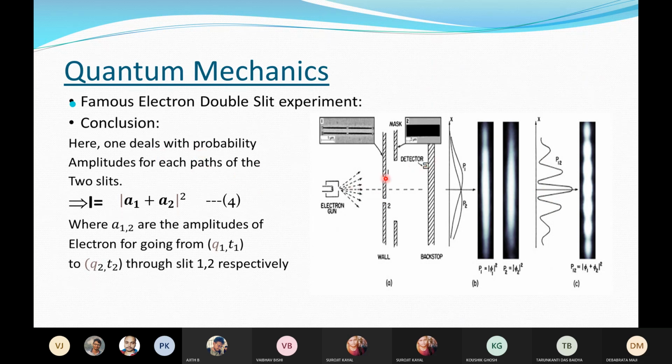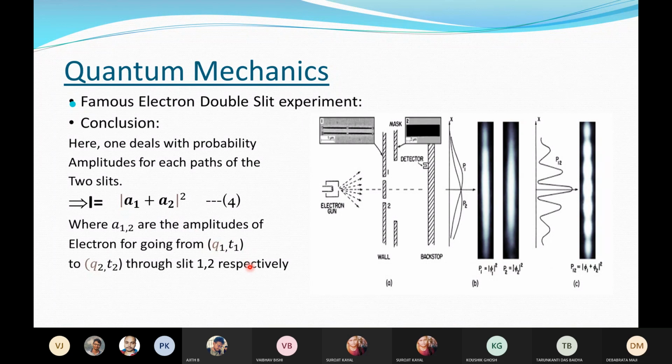For slit 1 there will be some probability amplitude, and for slit 2 there will be some probability amplitude. I caution you that a probability amplitude is a complex number with some phase, so we can add them up destructively, and they can cancel out and generate minima. So our intensity becomes the mod square of the net amplitude through slits 1 and 2, where A1 is the amplitude of the electron going from point 1 to point 2.